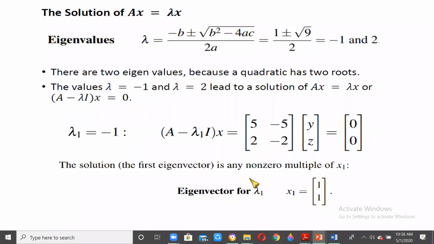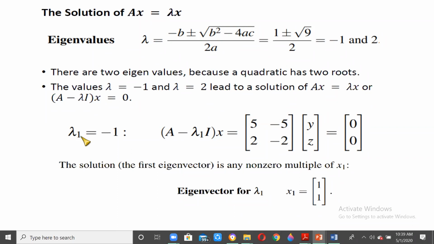So for each of those eigenvalues, which is -1 and +2, either by means of the quadratic solution of the quadratic equation, or you can factorize it, you'll either way get this value. So there are two eigenvalues because we have a quadratic, and the quadratic has two roots. We had a quadratic, lambda squared minus whatever. So the values of lambda equal to -1 and lambda equal to 2 lead to the solution of this.